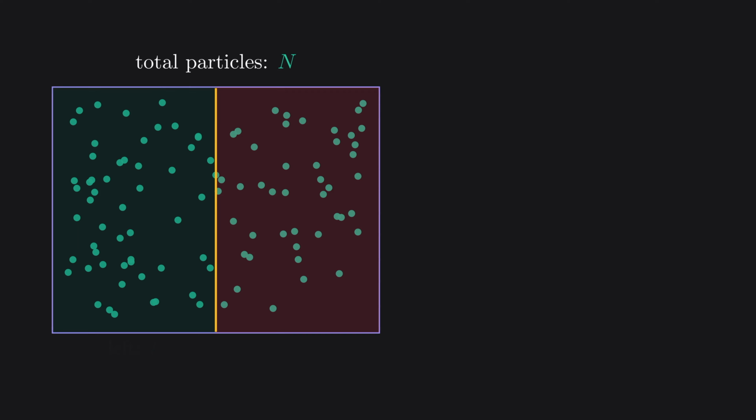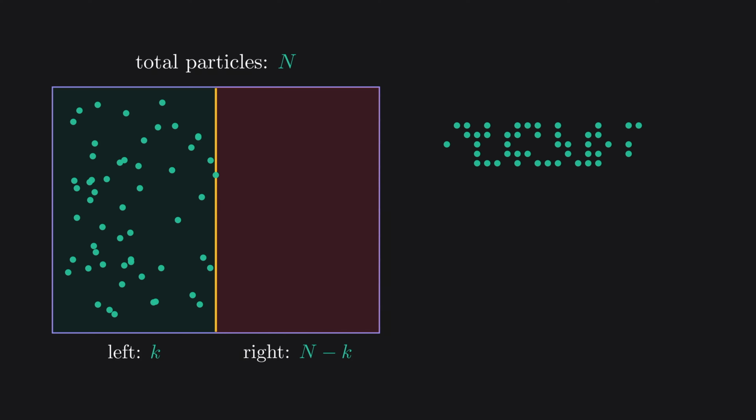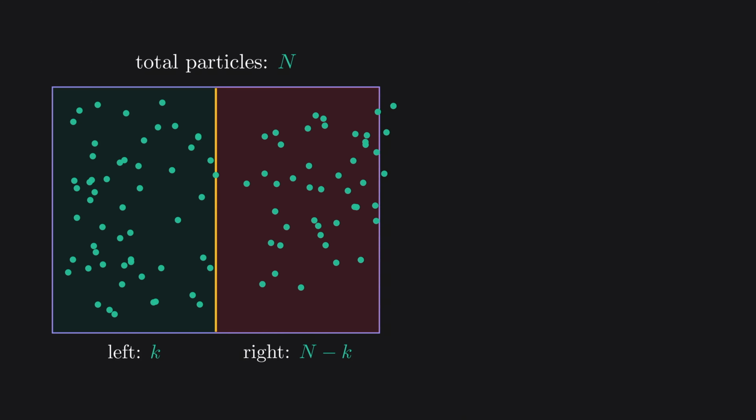Let's say the total number of particles is n. The number of particles on the left is k, which leaves n minus k particles on the right. In this case, we only distinguish the left from the right. So we can think of randomness as assigning k out of n particles to the left side and assigning the rest of the particles to the right side.